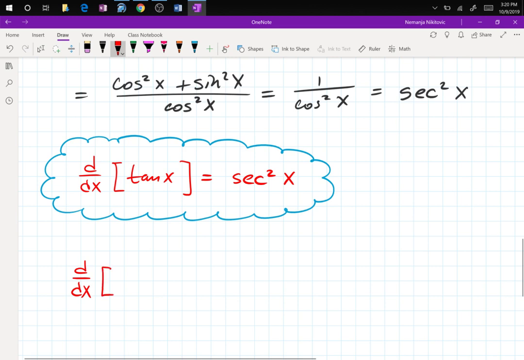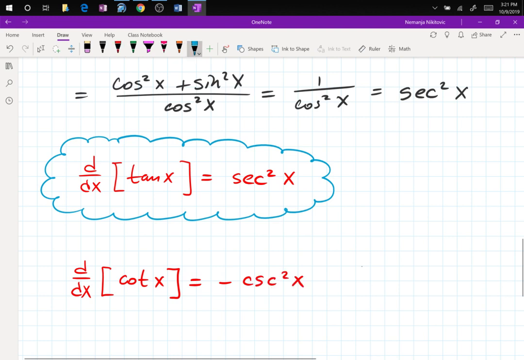Now, by common sense, what is the derivative of cotangent equal to? 1 over sine x. No, just the answer right away. It'd be 1 over secant squared x. Well, that one was secant, so this one has to be cosecant. So negative cosecant squared x.